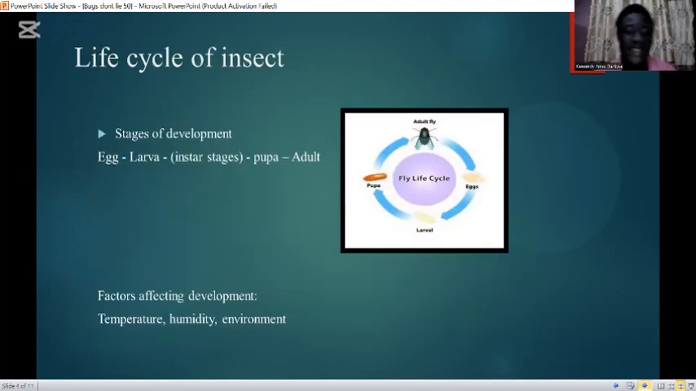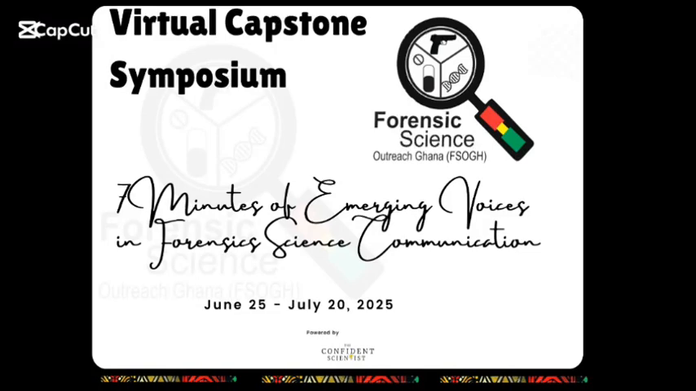Life cycle of insects. These insects follow a predictable life cycle, which starts from the egg, then the larva, which often passes through 3 stages: the first instar stage, the second instar stage, and the third instar stage. Then it moves to the pupa, and finally the adult. Their development is affected by external factors like temperature, humidity, and the environment itself. Understanding these stages is essential because forensic experts can estimate how long a body has been exposed based on the insect development.